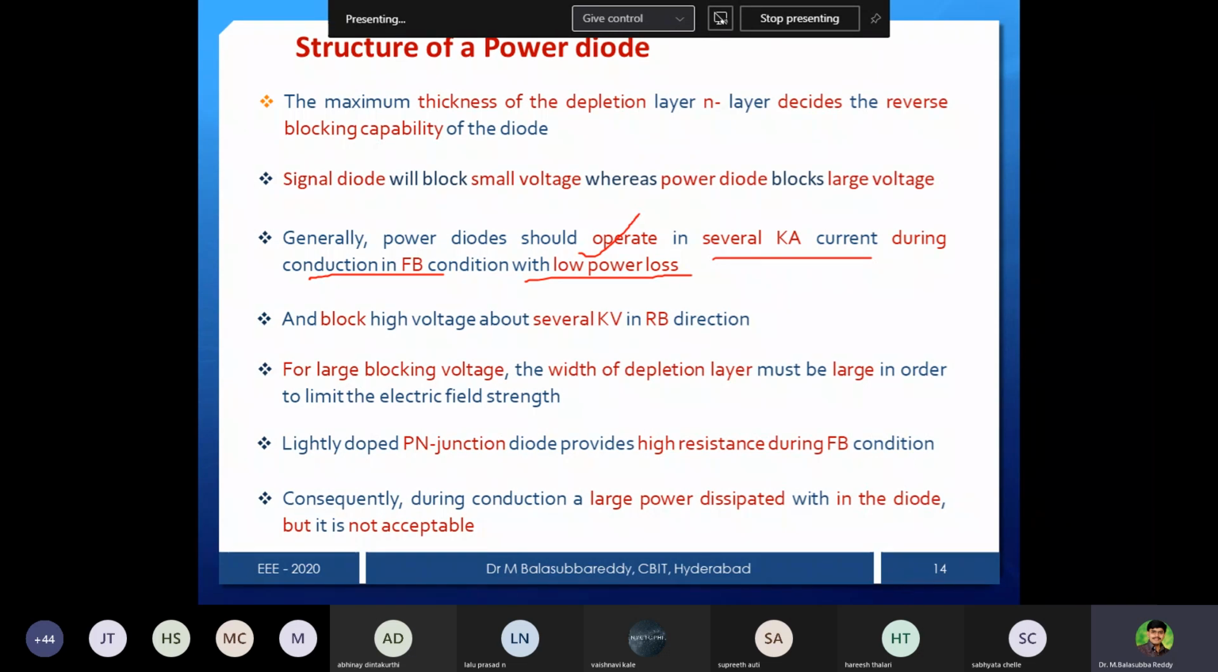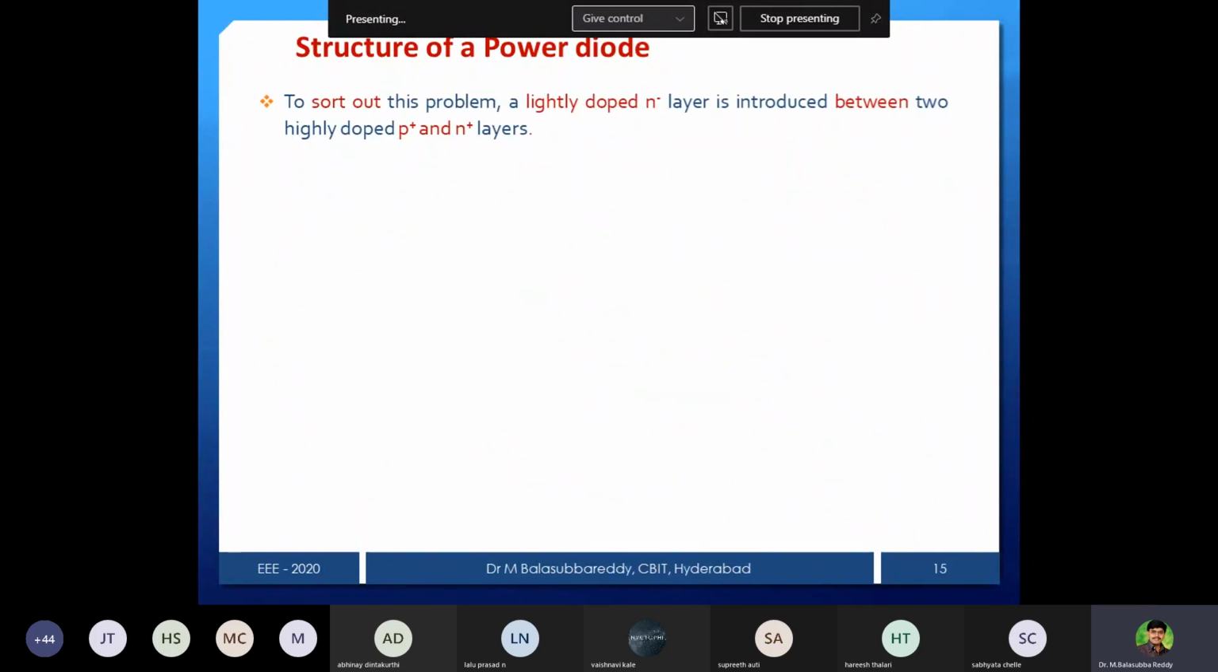And during the switching instant, what will happen? Voltage and current, both will be present, whether during the open condition or the on condition. That's why the losses are a little bit more at that instant. Now, to sort out this problem, a lightly doped n-minus layer is introduced between the two highly doped p plus and n plus layers. That's why we call it the n-minus layer.